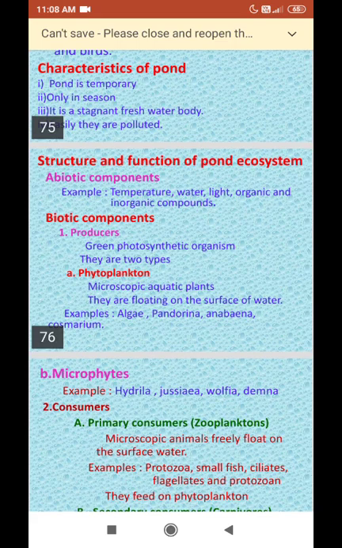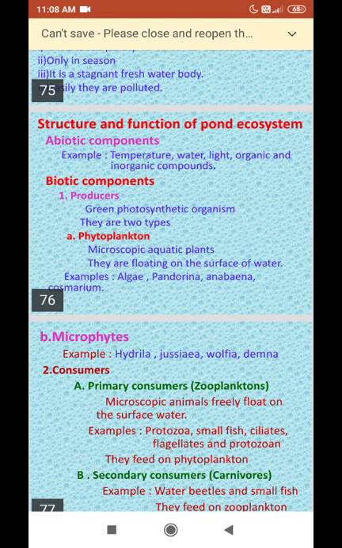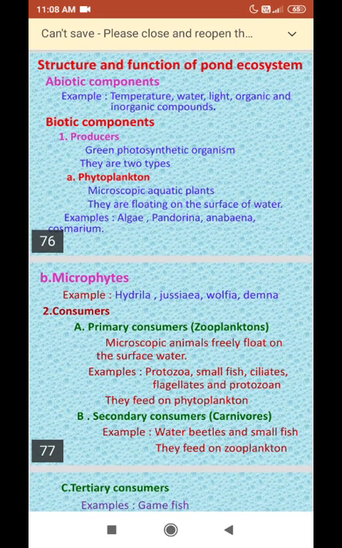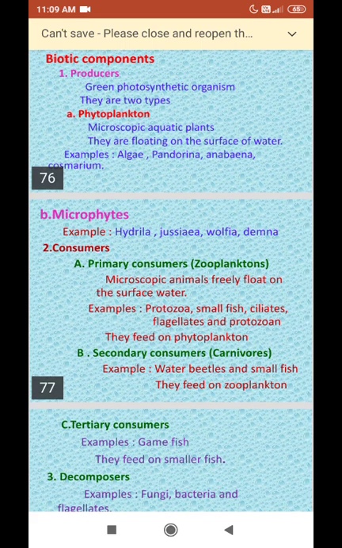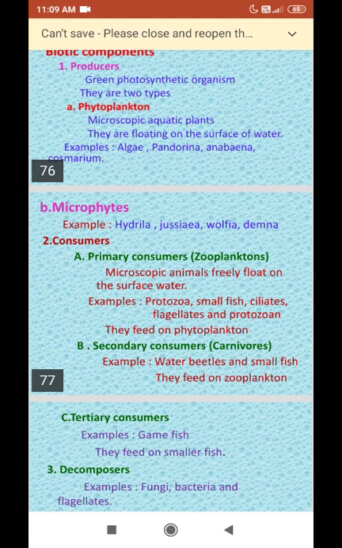And now let us see the structure. First we are going to see about the abiotic. Temperature, water, light, organic and inorganic compounds are referred as the abiotic. Biotic components include the green photosynthetic organisms. There are two types. First one is the phytoplankton. This is the microscopic aquatic plant. They are floating on the surface of the water. Example, algae. Then next one, Micropipes, hydrilla. These are also referred as the producer. They are floating on the surface of the water.